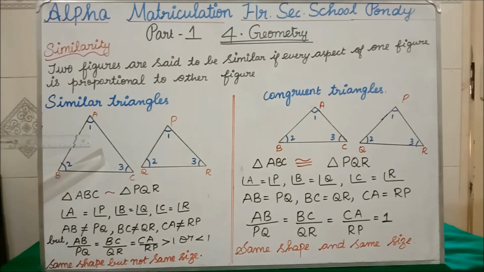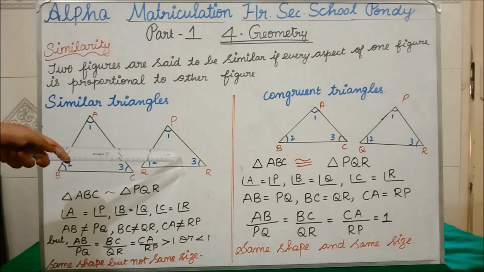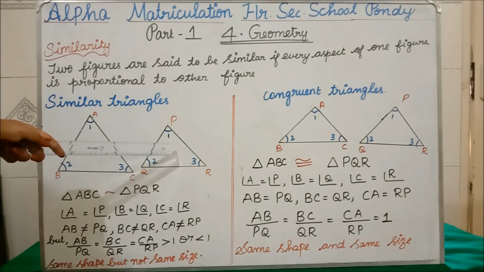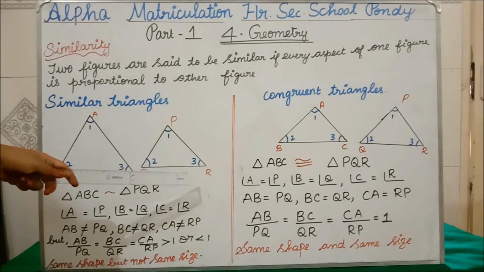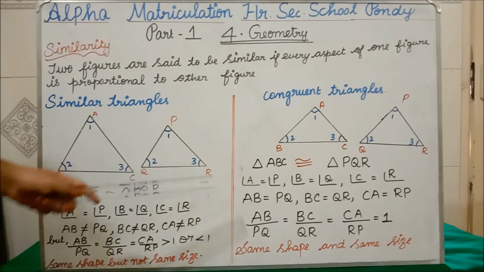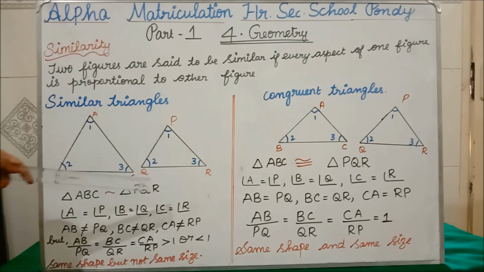See here, I have written angle 1. In this triangle we have angle 1 here, so I can directly write angle A is equal to angle P. Next, in this triangle I have angle 2 here, so angle B is equal to angle Q. Then I have angle 3 at C, and in this triangle I have angle 3 at R. So angle C is equal to angle R.